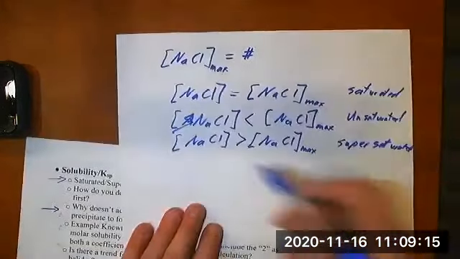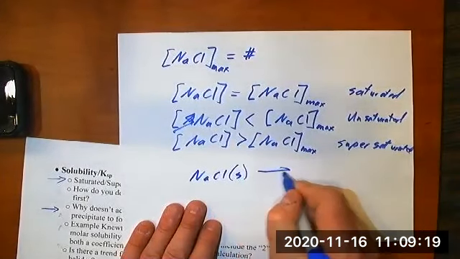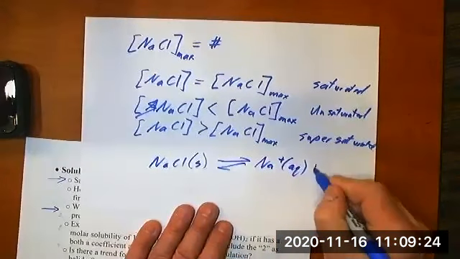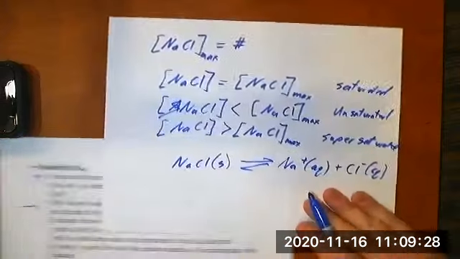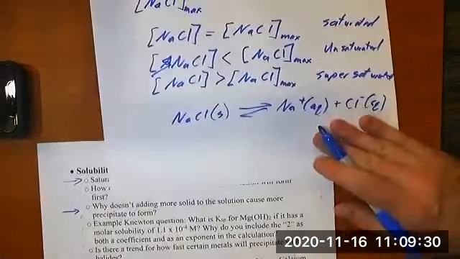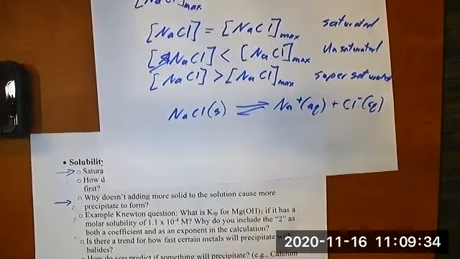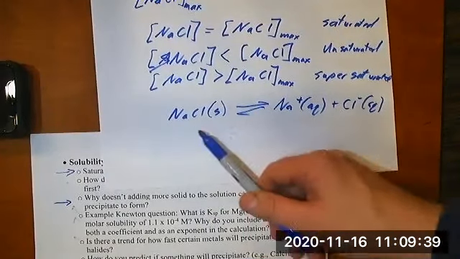So if we have NaCl solid in equilibrium with Na+ aqueous and Cl- aqueous, let's think about what's going to happen when we do each of these kinds of perturbations to it. So the first one I mentioned was changing the temperature, if you want to have more precipitate form.